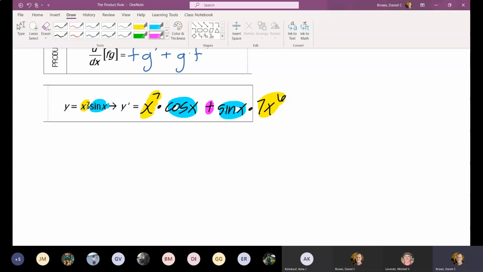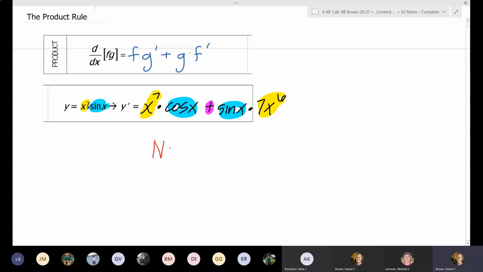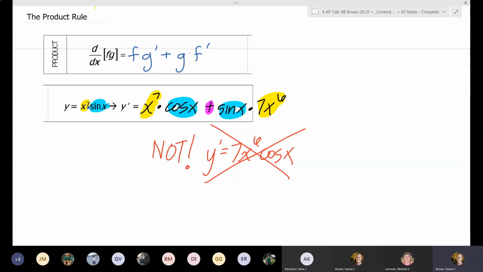And to be clear, a common mistake: the answer is not you just taking the derivative of each part. You can't just say, oh, the derivative of x to the 7th is 7x to the 6th, and the derivative of sine is cosine. That would be very, very, very wrong. You have to use the product rule when multiplying things with x's together.